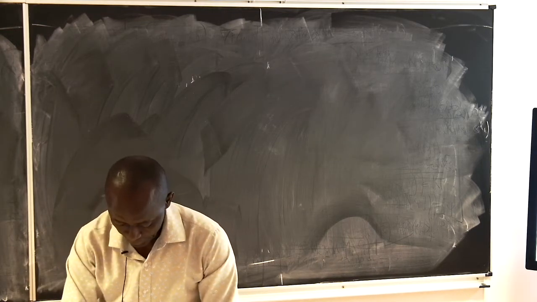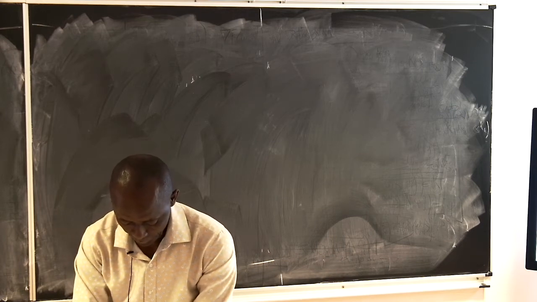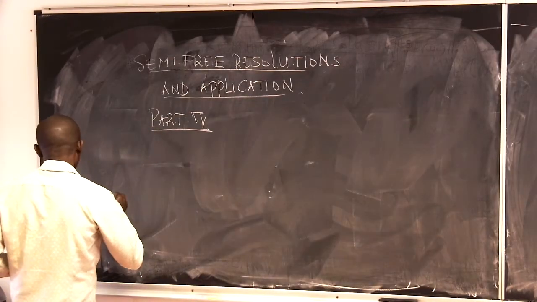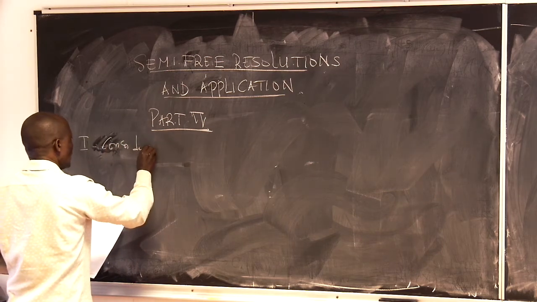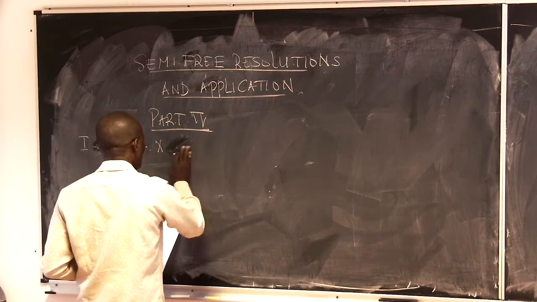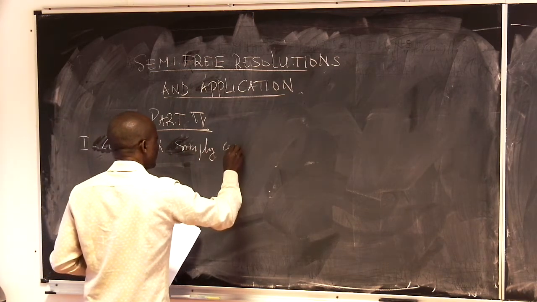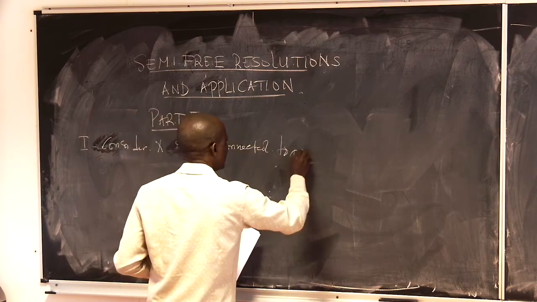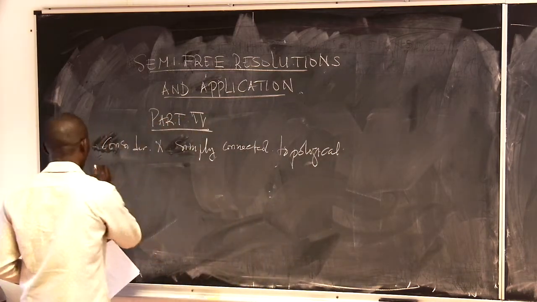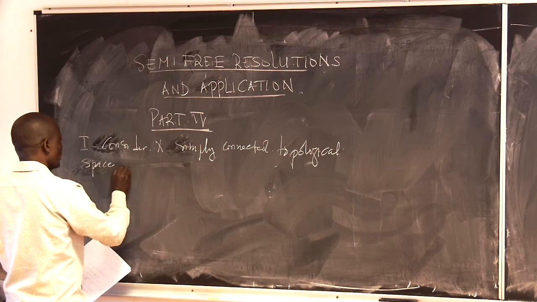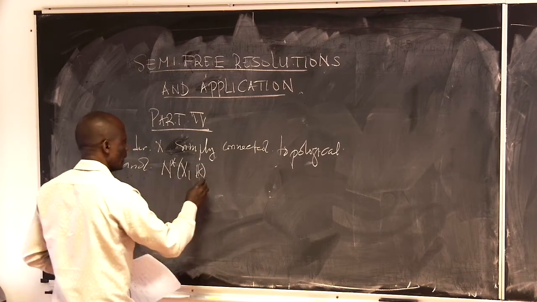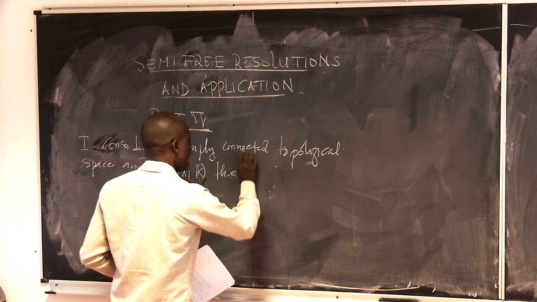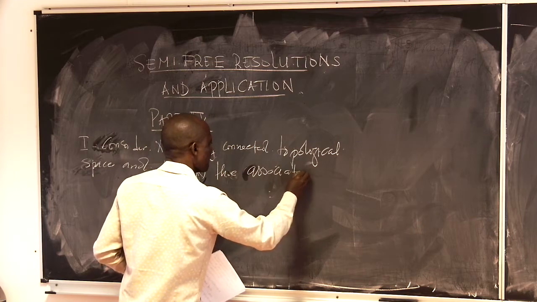So, we consider here X, a simply connected topological space, and NX the associated normalized singular quotient.